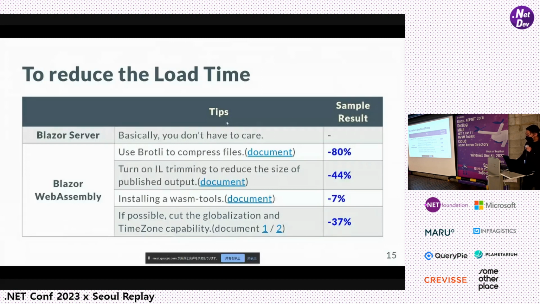Thirdly, install the WASM tools in your project. This is easy to use, just install the tools. However, it is only a little improvement, like 7%. Lastly, if it's possible, you can cut the capability of globalization and time zone. This will be effective, like a 37% file size decrease, and I attached the link to the official documentation in this slide. If you are interested in the details, you can refer to it later.